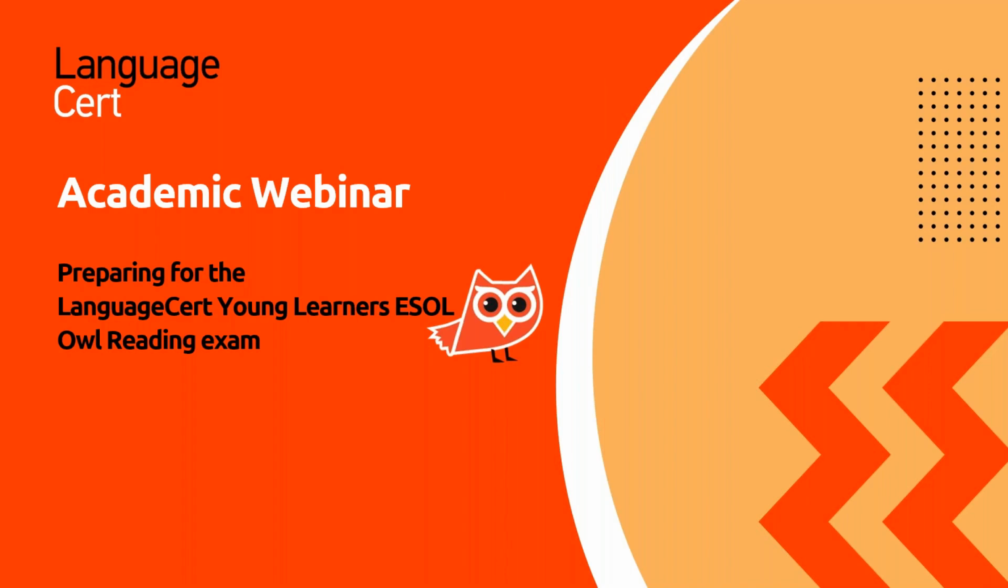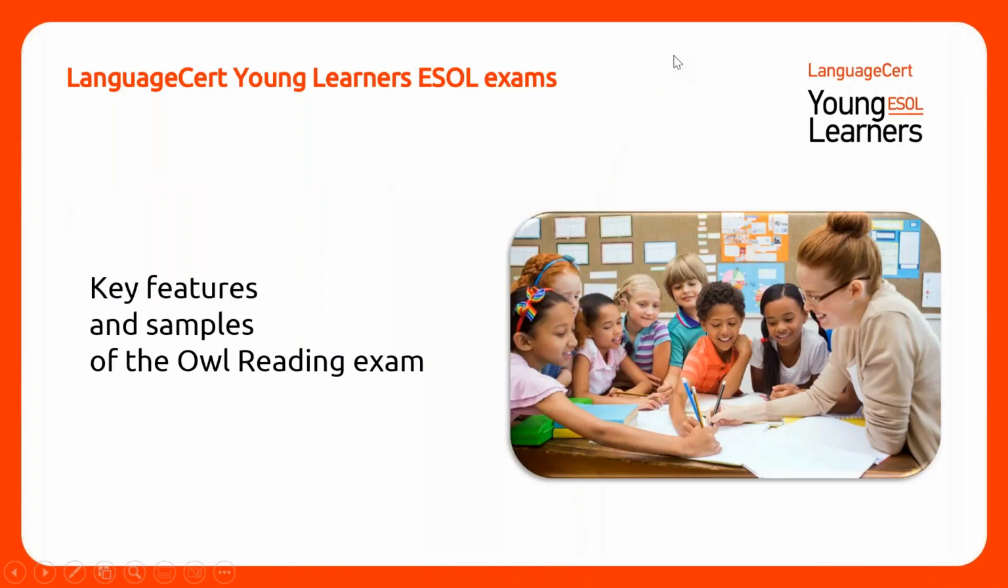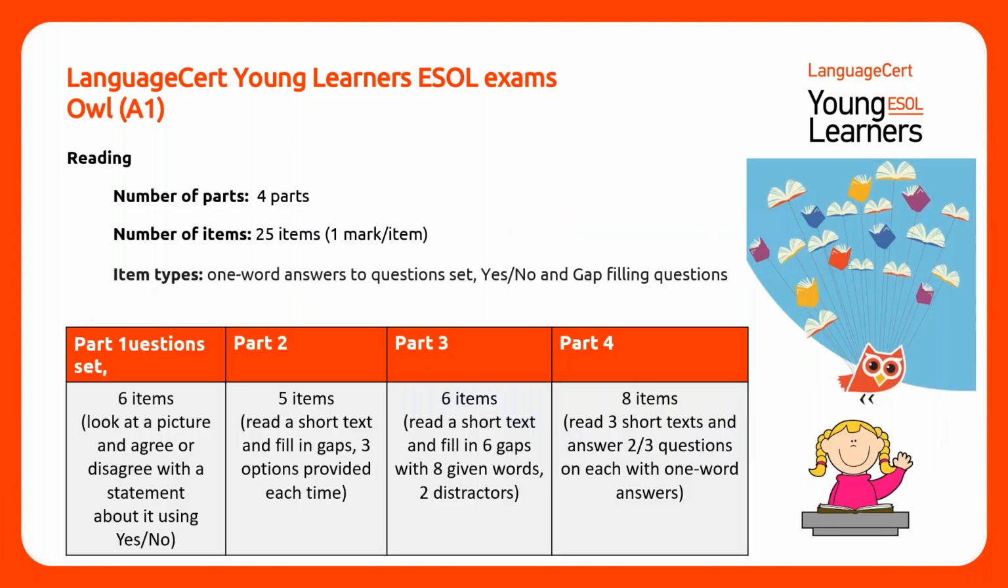Today, we'll be sharing with you useful tips that should help you prepare your learners for their OWL reading exam. First of all, a brief reminder of its key features and samples of the different parts of the OWL reading exam. The reading exam consists of 4 tasks and comprises a total of 25 items. Candidates are awarded 1 mark per correct response. They are required to provide one-word answers to the question set, answer yes/no questions, and also respond to gap-filling questions.